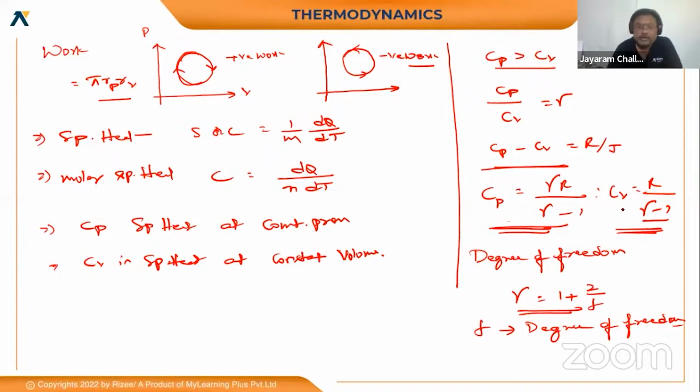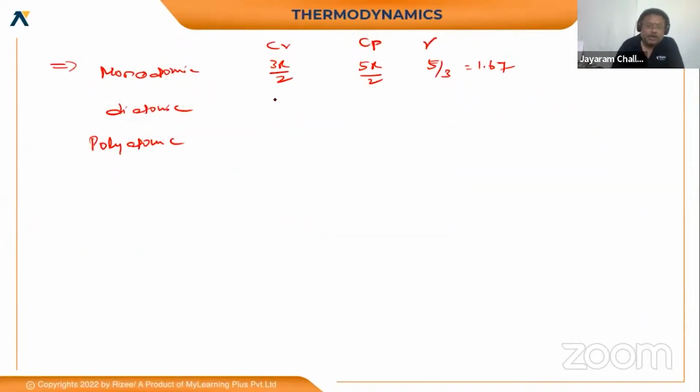Right, now I'm going to the next page, continuation. For diatomic, Cv is 5R by 2, Cp will be 7R by 2, and gamma is 7 by 5. What is the value of 7 by 5? It is equal to 1.41.